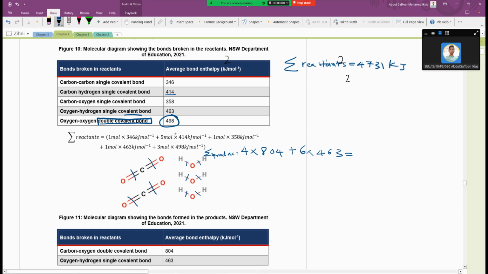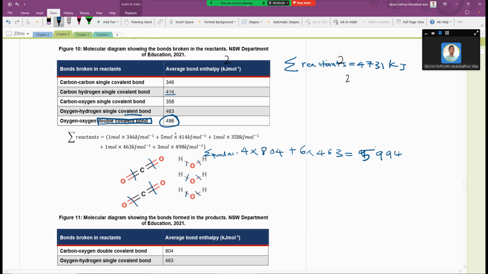What is the answer? 5,994. Repeat it again. 9,000, No, 5,000. 5,000.